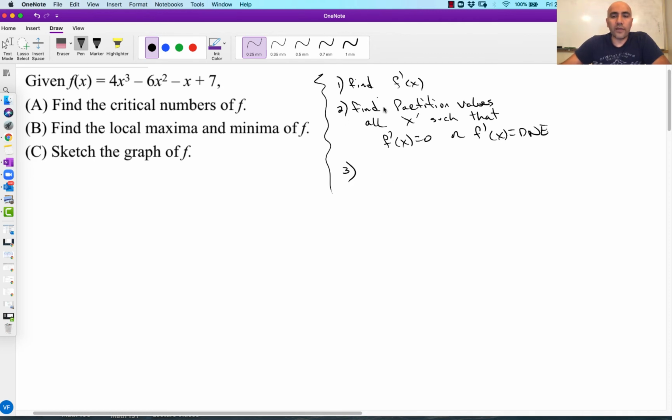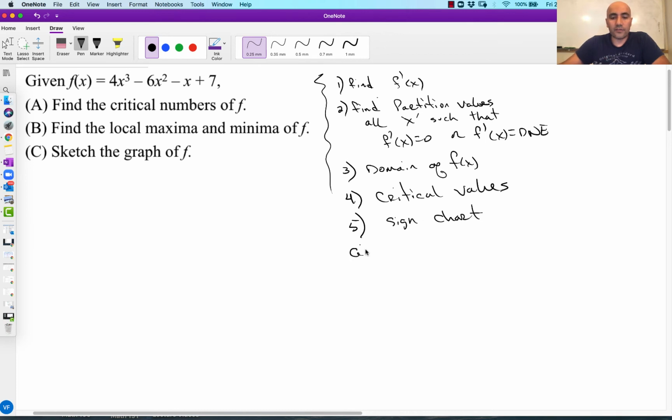Number three, once you have those values, you compare it back to the domain of the original function f of x so that we can find the critical values. So we're going to have to come back over here and find the domain of the original function f of x. And 4, now we can compare those values that we found as partition values to our domain, and we can find the critical values. Once we find the critical values, we're going to create a sign chart. 5, create a sign chart, where we use our critical values or our partition values to separate our sign chart.